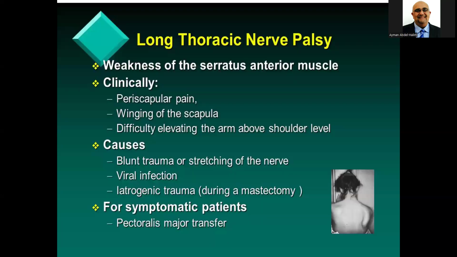Okay, these are some interesting injuries that happen here, like long thoracic nerve palsy. This can lead to weakness of the serratus anterior muscle and can lead to periscapular pain and winging of the scapula. Look at this. Difficulty elevating the arm above the shoulder level. And one of the main causes is iatrogenic trauma, like mastectomy.